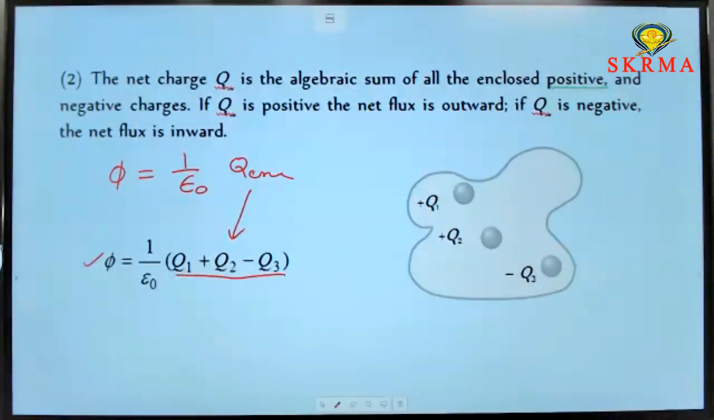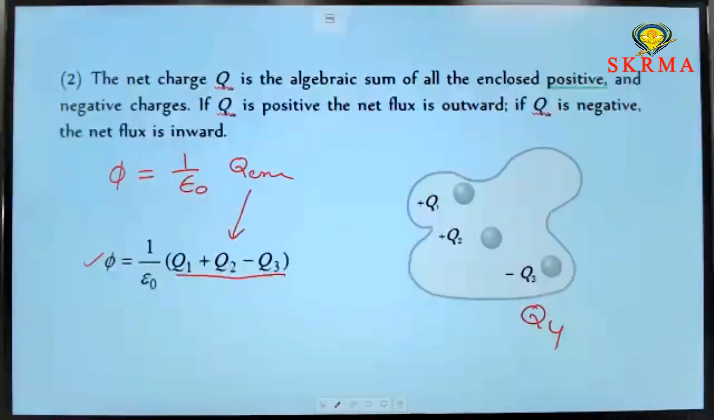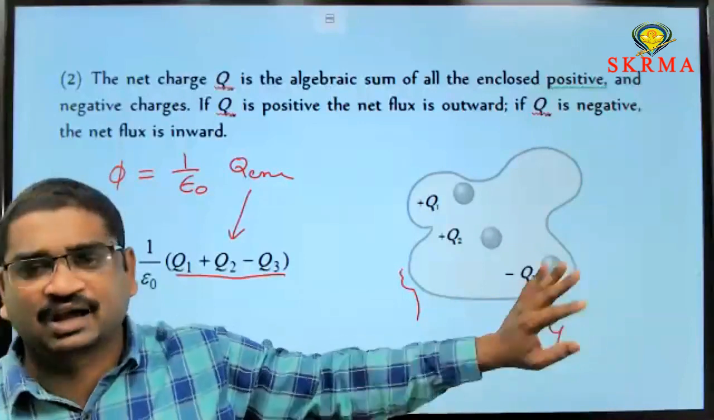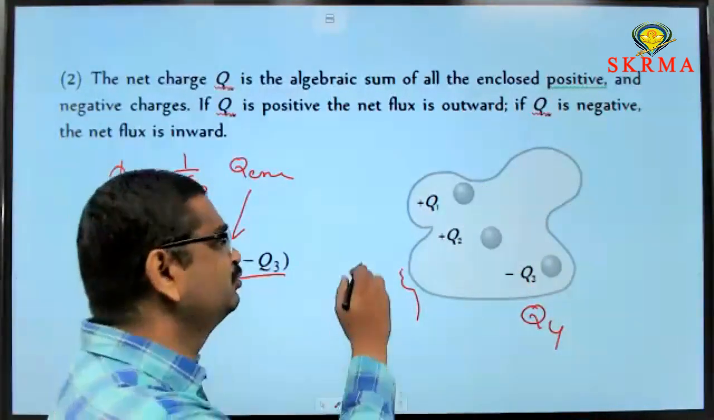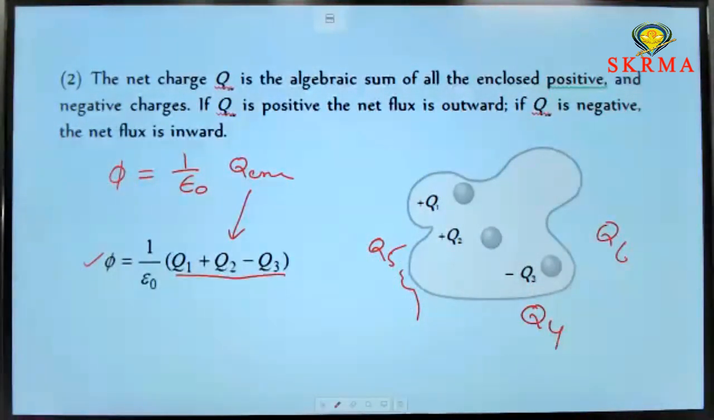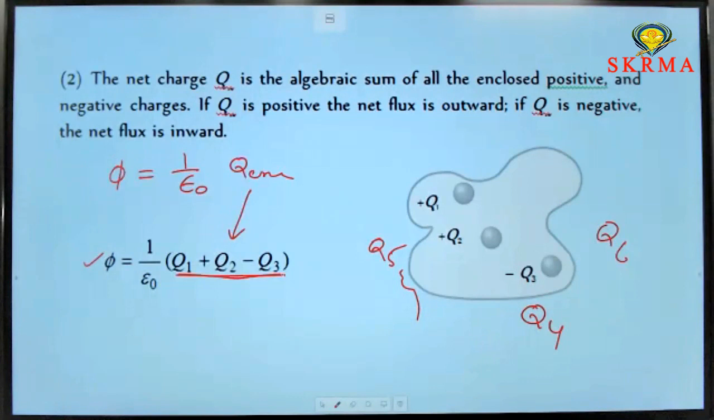Next, suppose Q4 is outside this surface. Then we do not need to take this Q4. Whatever charges are outside the surface, we do not take; we take only the charges within the surface. Suppose Q4, Q5 and so on are all outside, then they need not be considered. We have to substitute only the charges within the Gaussian surface. Charges inside the surface are considered, and those outside are not. That is the important point here.